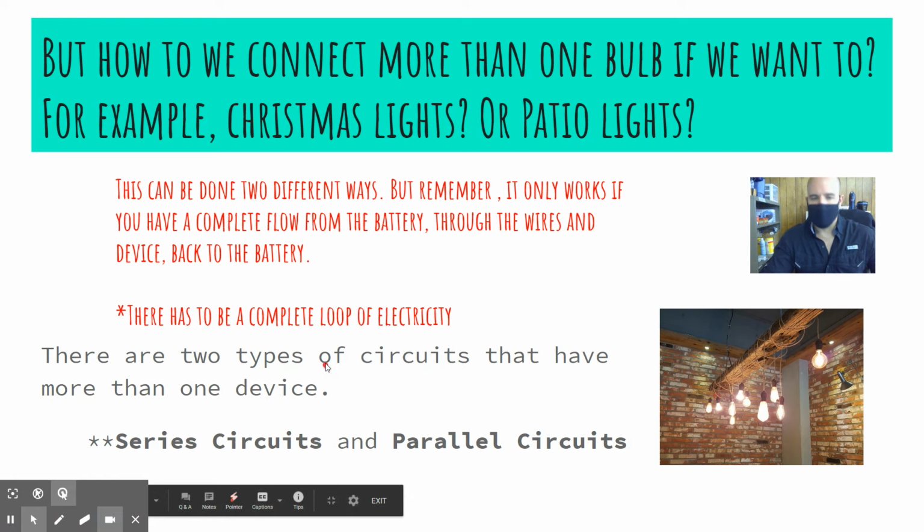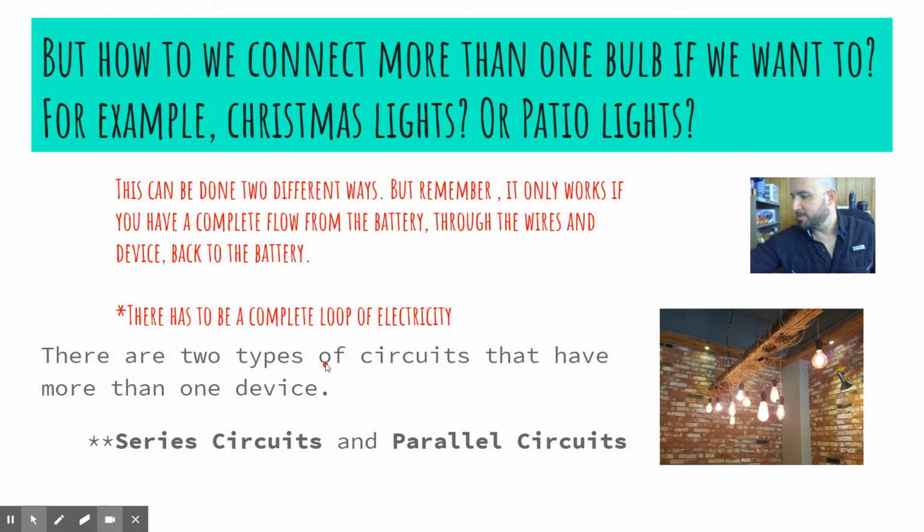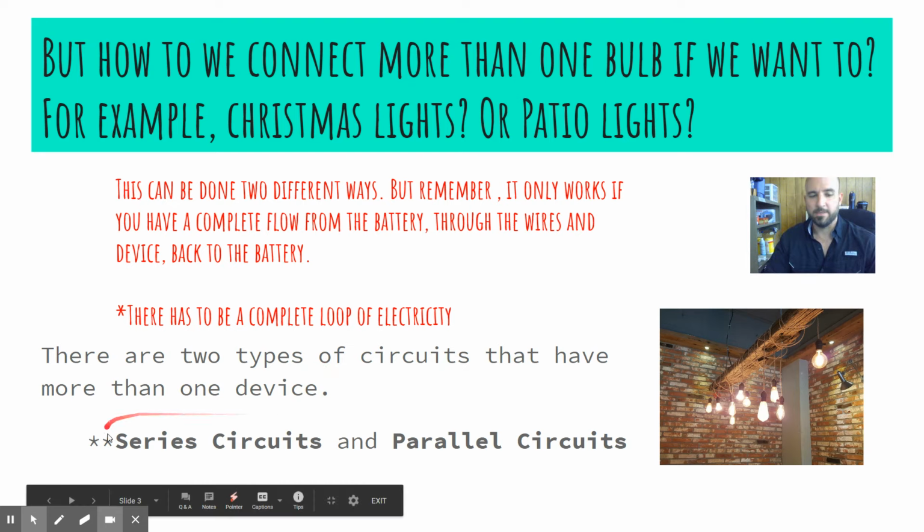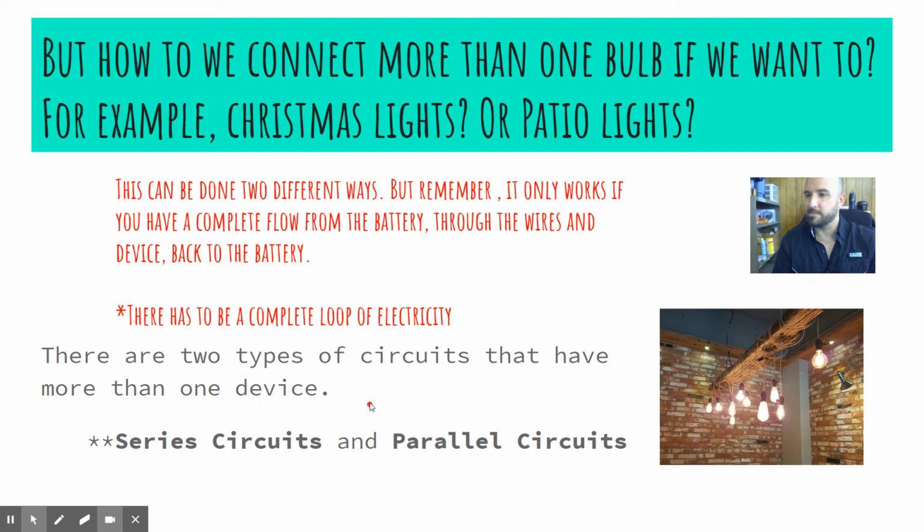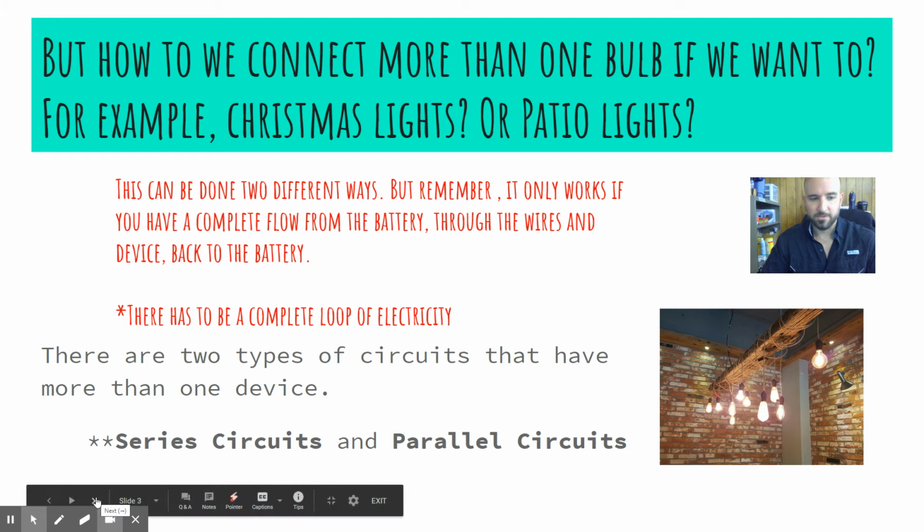So there are two ways that you can set up multiple devices on a single circuit. All right, and they have two names. We call these a series circuit, or we call them a parallel circuit. A series circuit or a parallel circuit, and it all depends on how you're going to set it up and how many loops of energy you have. Okay, so remember there has to be a complete loop of energy. Keeping that in mind, let's look at these next pictures here.